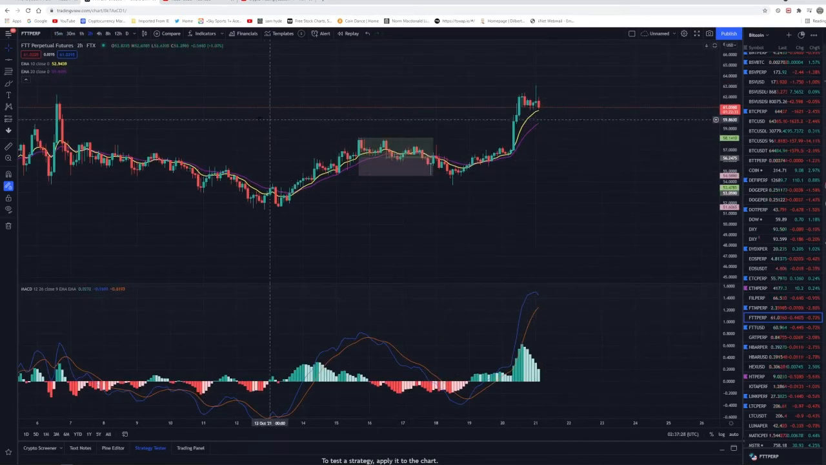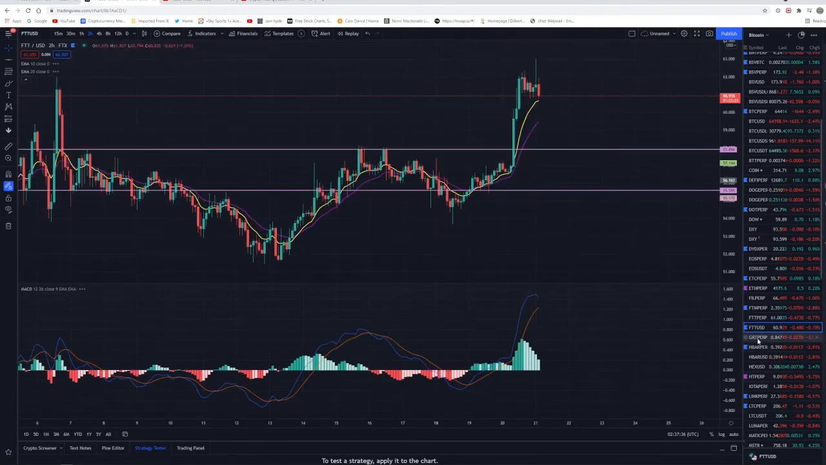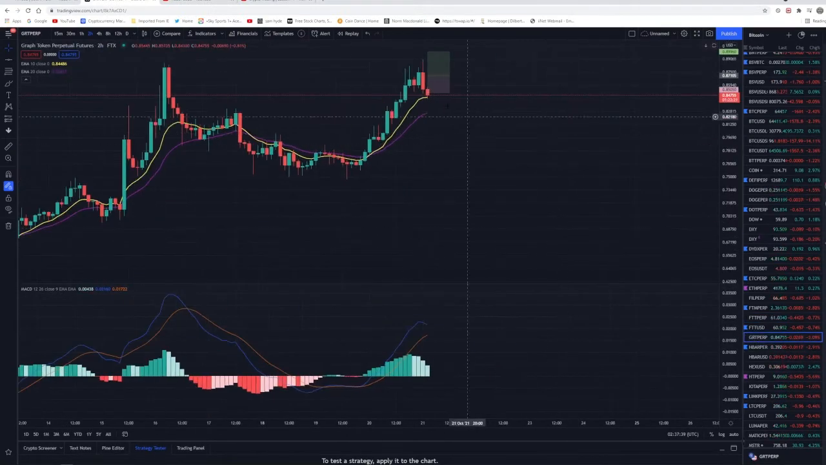There's not too much there. We've had it dipped down, we've had a push up, and it's pulling back down. It's just, there's nothing to work with. GRT.